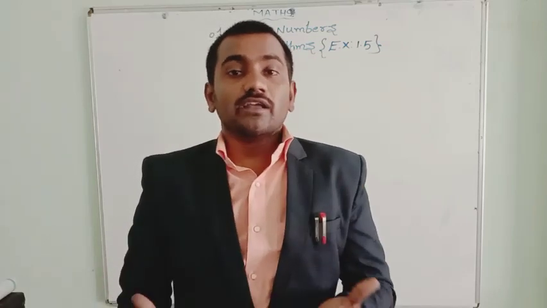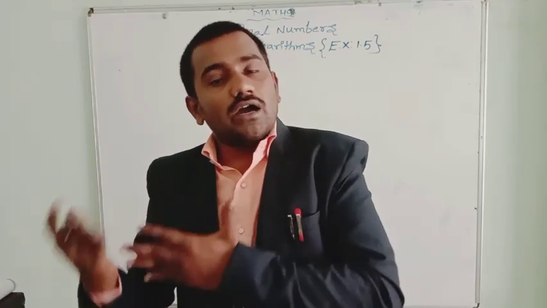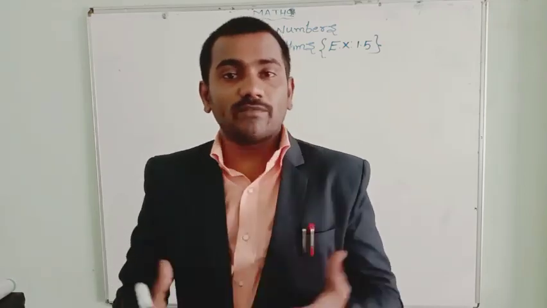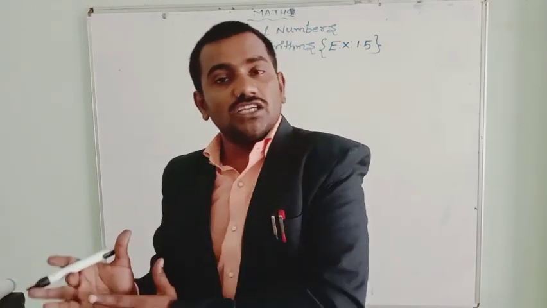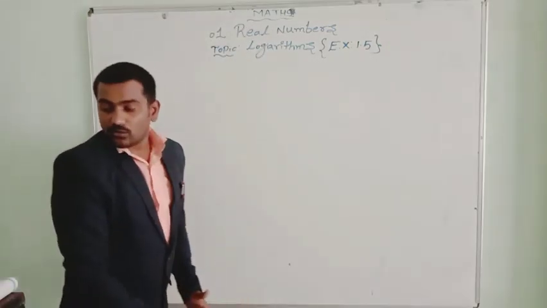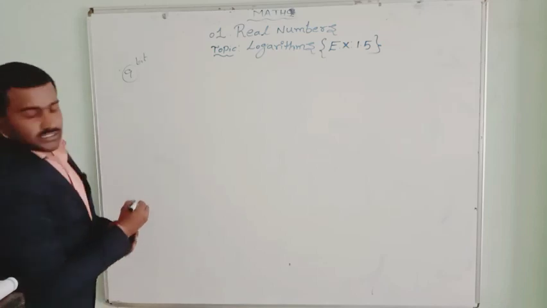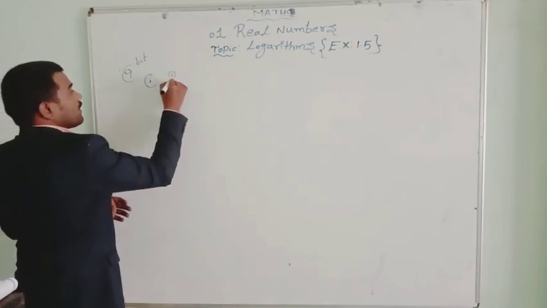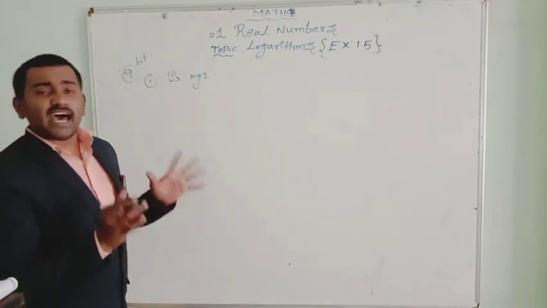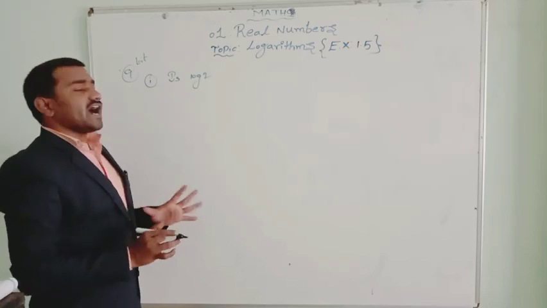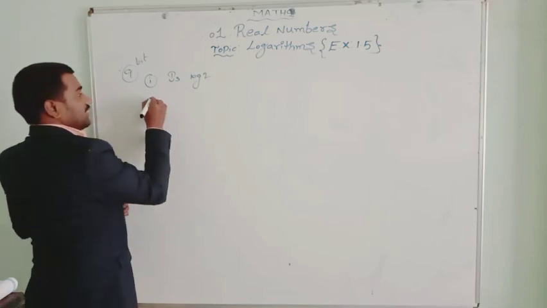How can we write it? If we can express it in the form p by q, then the log value is a rational number, or else it is an irrational number. Here there are two questions, one in the rational form and another in the irrational form. The ninth bit, first question: is log 2 rational or irrational? Log 2 is an irrational number.